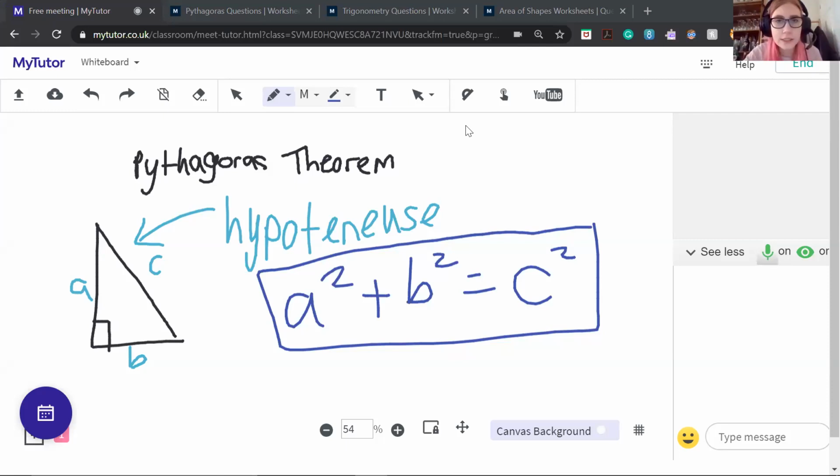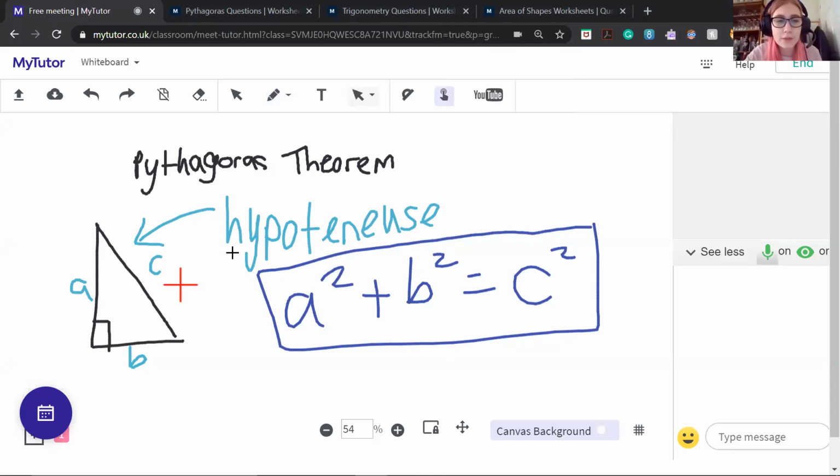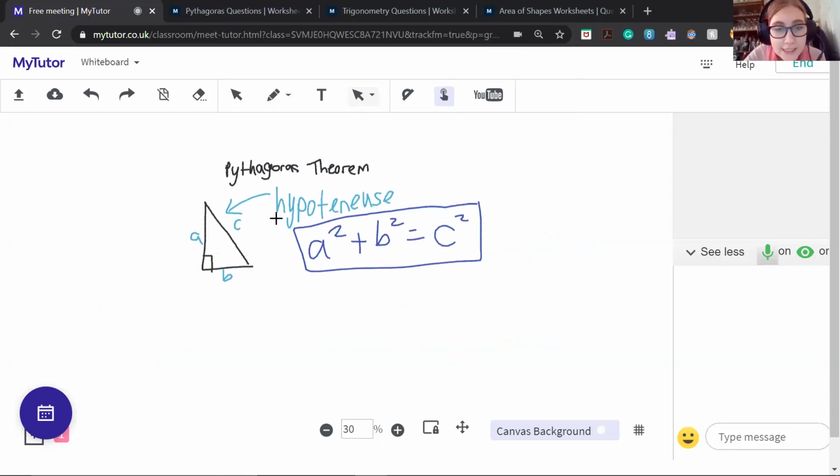I think someone said to repeat the hypotenuse bit. So that's just the side that's opposite the right angle. There are two lines that make up the right angle. The hypotenuse is the other one. That's all that is.